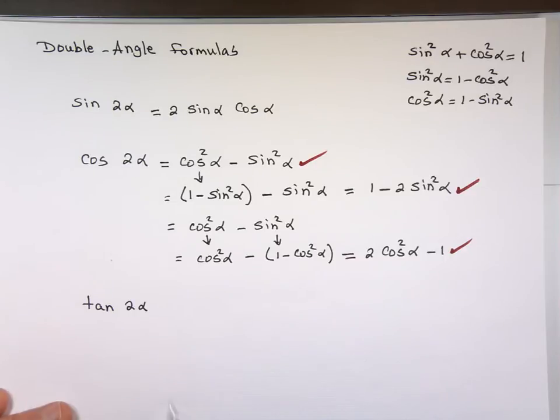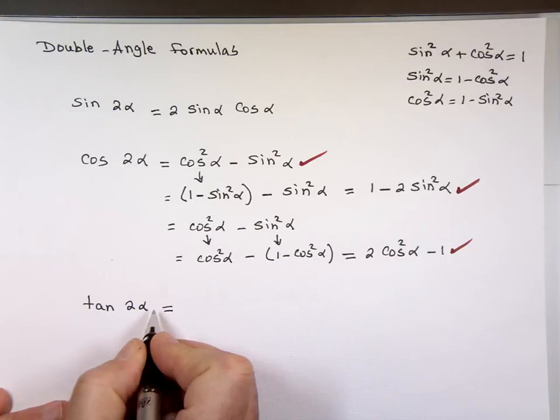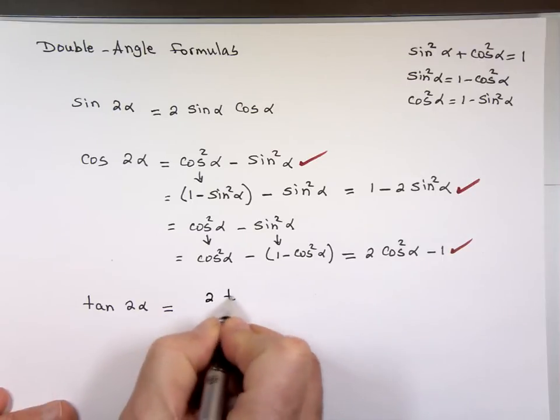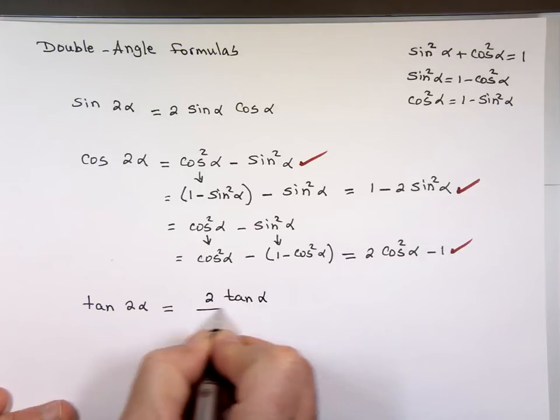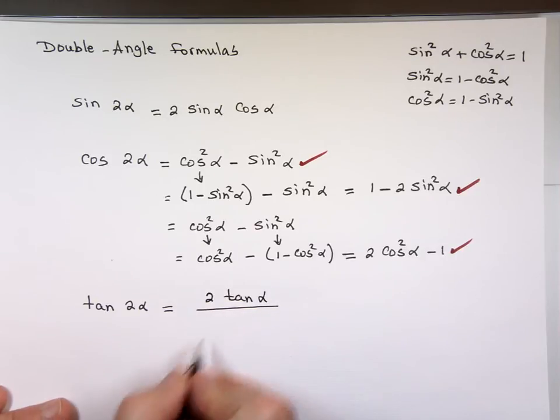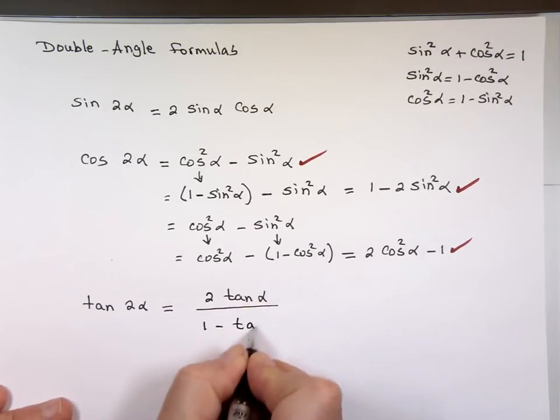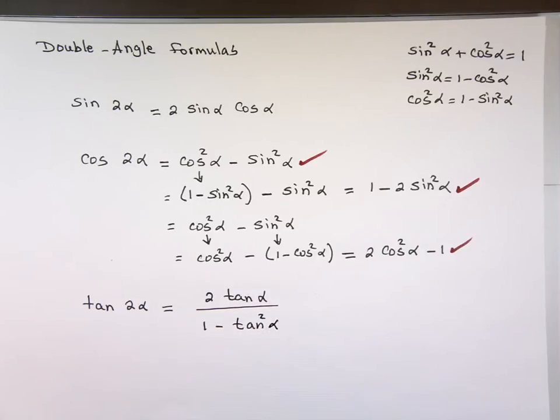What about tangent 2 alpha? Tangent 2 alpha is 2 times tangent alpha, there's only one of them, over 1 minus tangent squared alpha. So these are the identities that I need: sine 2 alpha, cosine 2 alpha, and tangent 2 alpha. Add that to the list of identities that you have there. Put them on that page, so when you're looking for all the trig identities, you have them all in one spot.